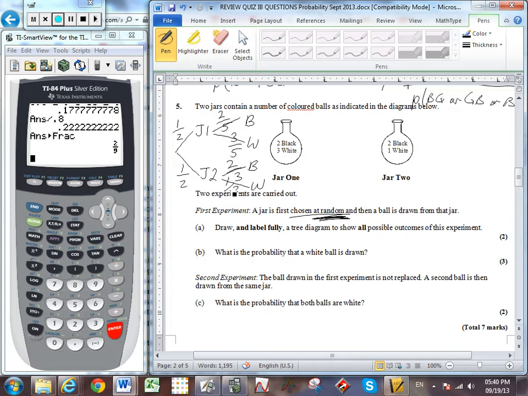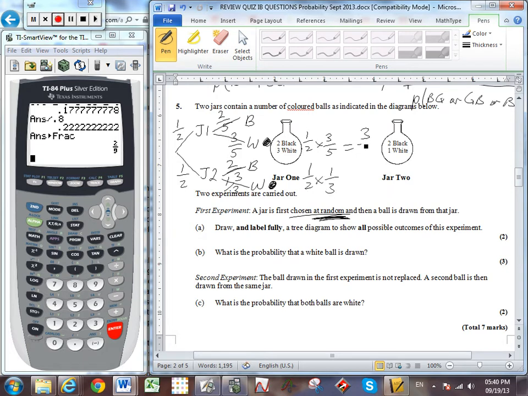What is the probability that a white ball is drawn? Well, there's 2 ways a white ball could be drawn, right here and right here. So let's calculate those 2 different probabilities and then add them together. 1/2 times 3/5 will be this first one, as I multiply the probabilities along its path. And this one is 1/2 times 1/3.